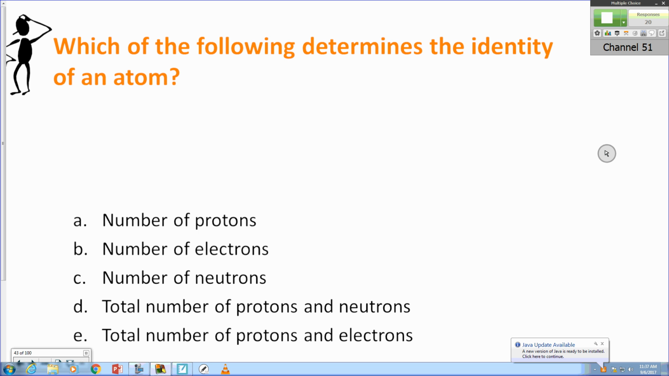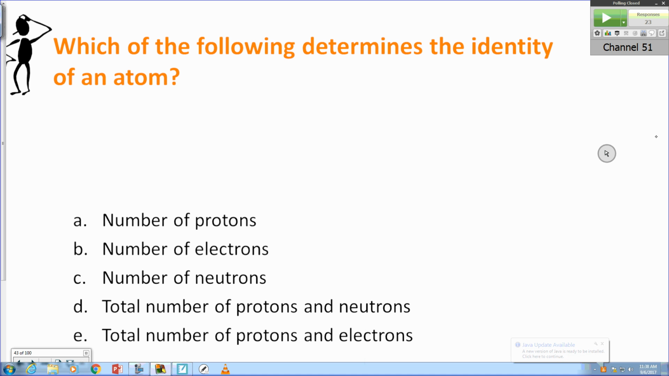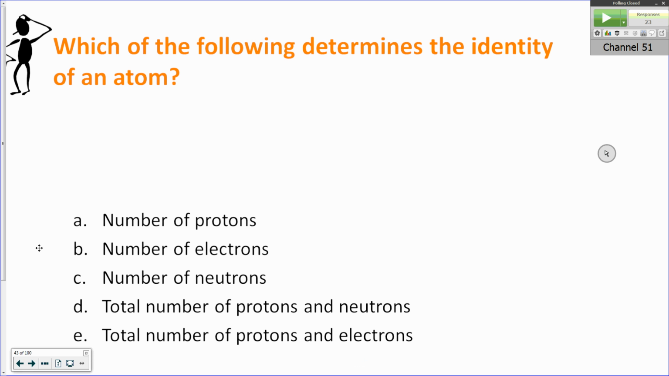Couple more. Last two. Last chance. All right, we didn't make 100%. So it's the number of protons. I said that like 5 times. Okay. Pay attention. It's the thing I encourage you to do.